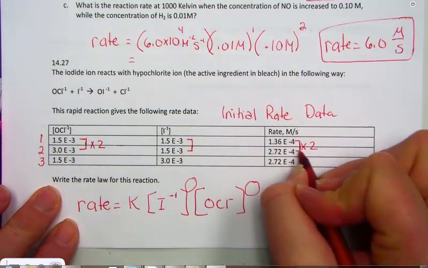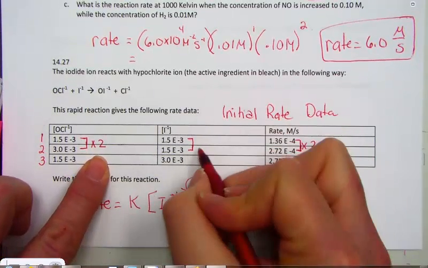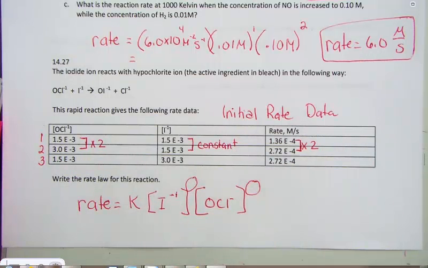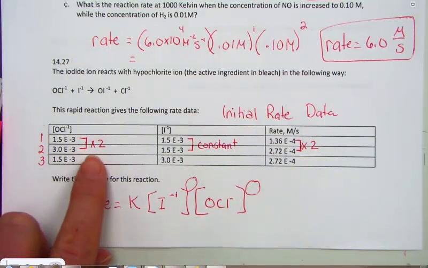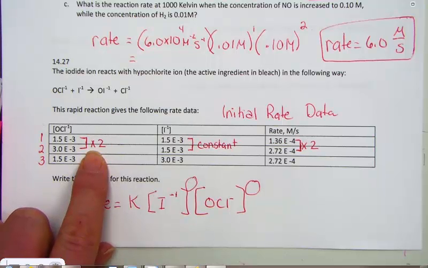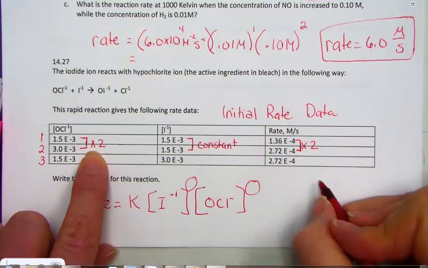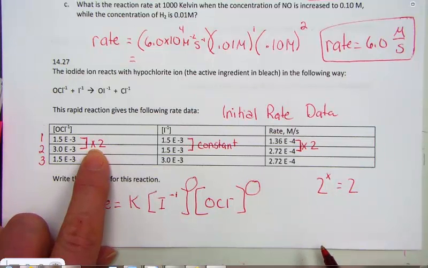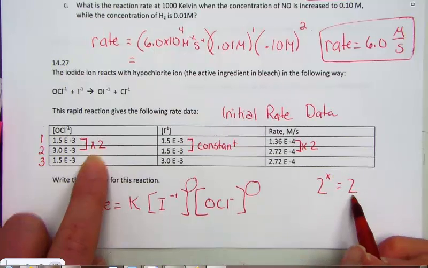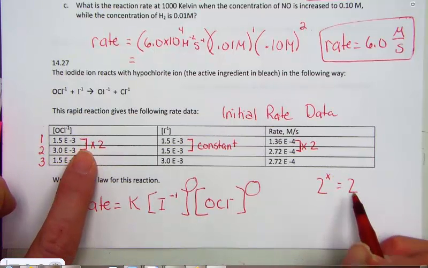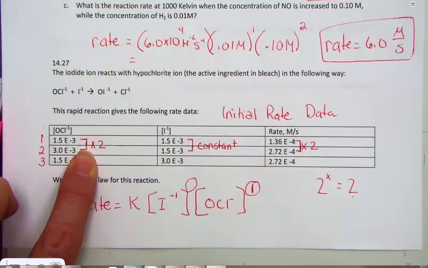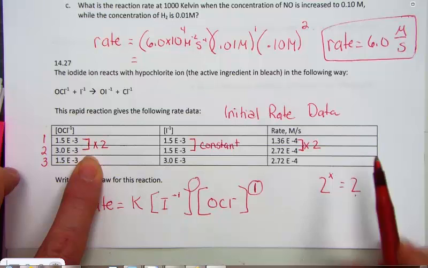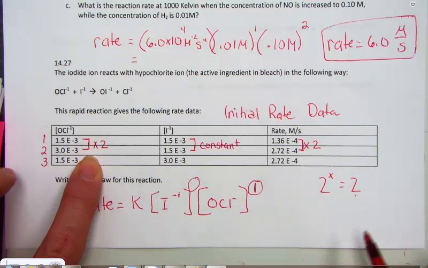And so when I look here, this remained constant. Alrighty, so I'm factoring it out of my whole equation at the moment. When I doubled the concentration of OCl, the rate doubled. 2 raised to what power equals 2? 2 raised to the first power equals 2. We've just determined that OCl is first order. It doubled and had a direct relationship. That direct relationship is a first order.